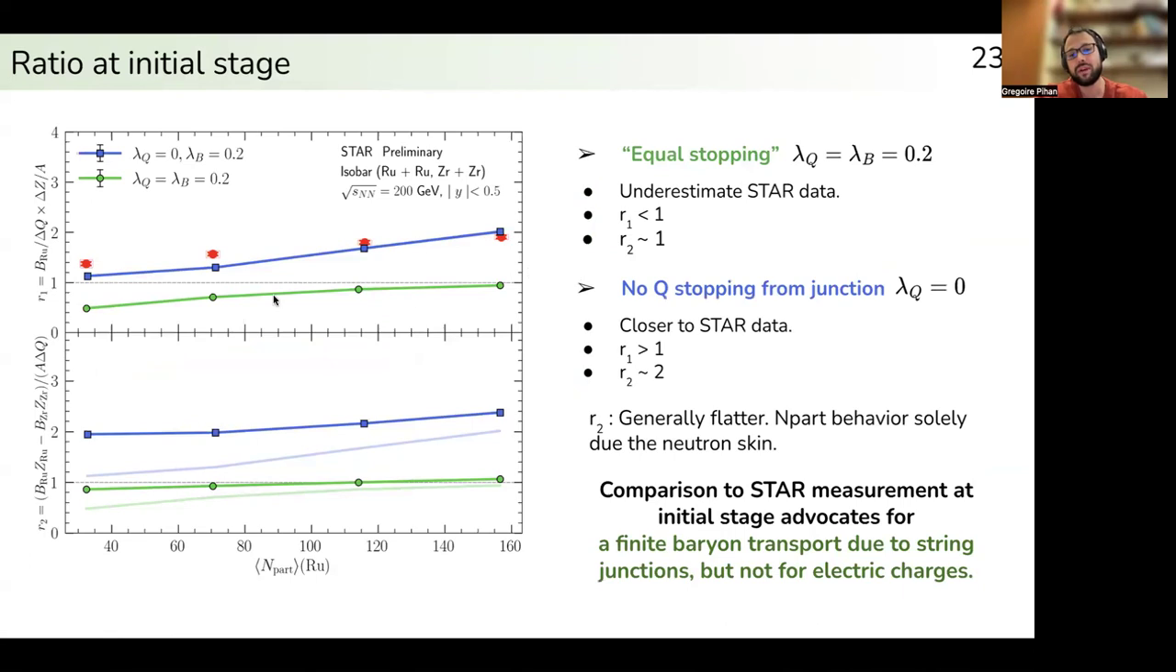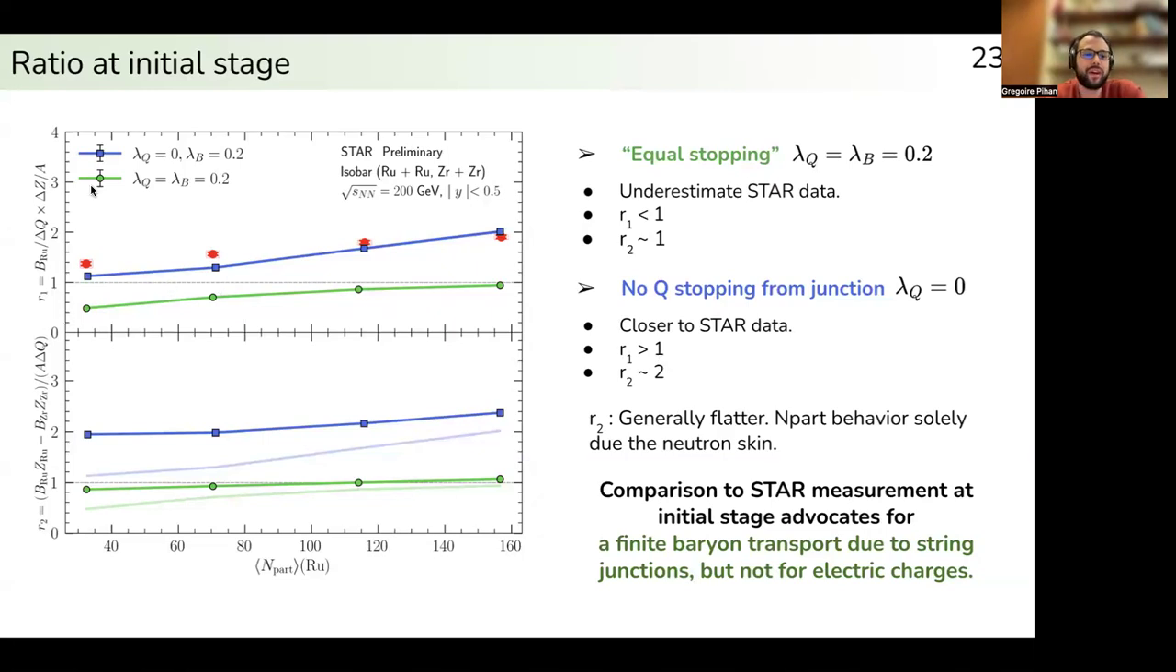We see the green curve here as a function of n part, and we see that it's smaller than 1. Now if we put lambda Q equals 0, this has to be understood as there being no extra stopping mechanism for the electric charge, but there is an extra stopping mechanism for the baryon number coming from the baryon junction. Then we see that the results are much closer to the data points.